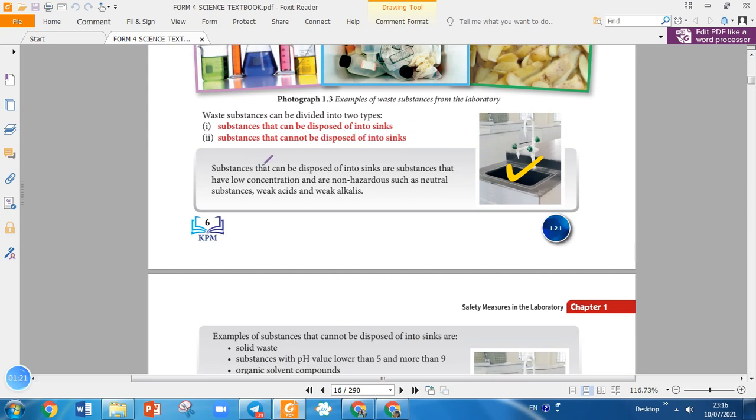Substances that can be disposed of into sinks are substances that have low concentration and are non-hazardous, such as neutral substances with neutral pH 7, weak acids and weak alkalis, meaning they are around pH 7. For example, pH 5, pH 6, or pH 8 or 9.